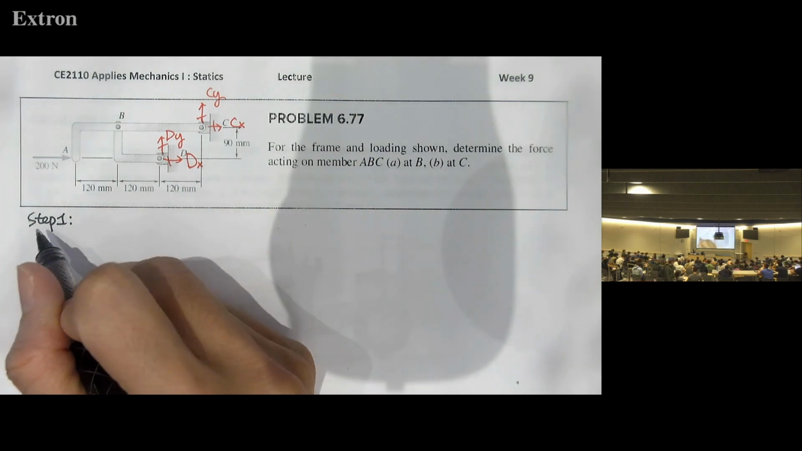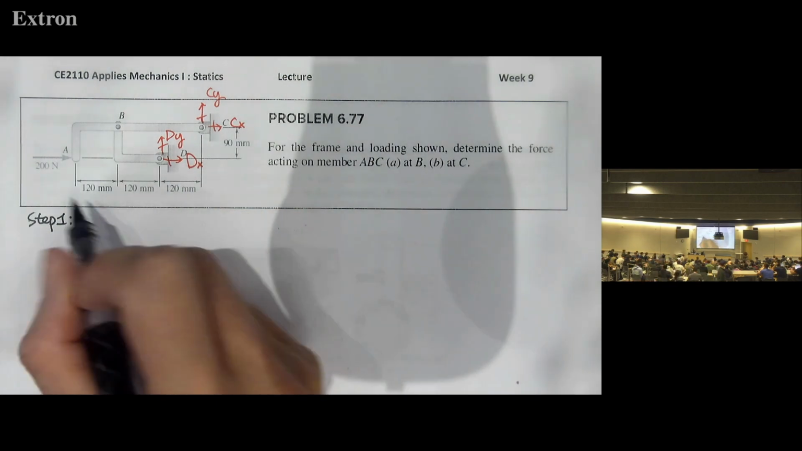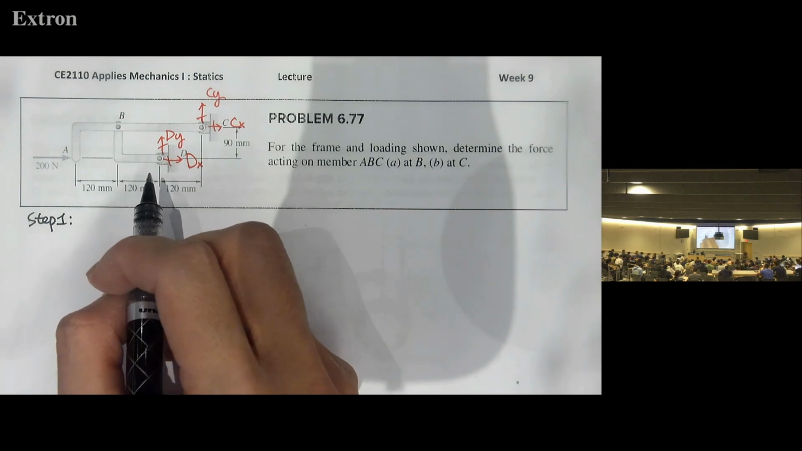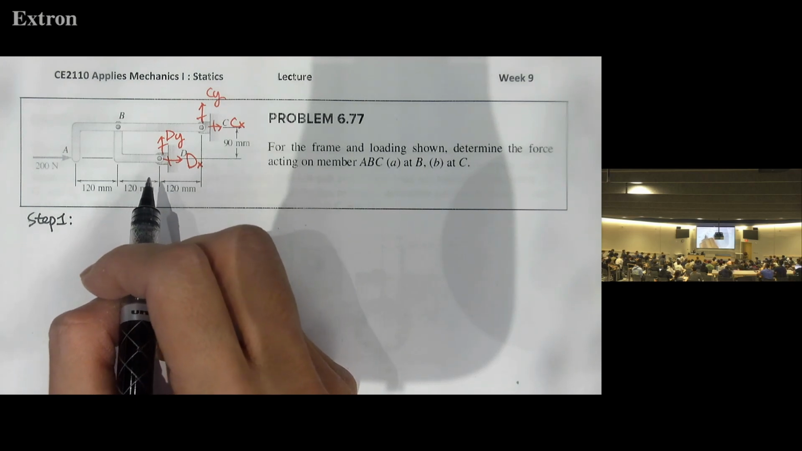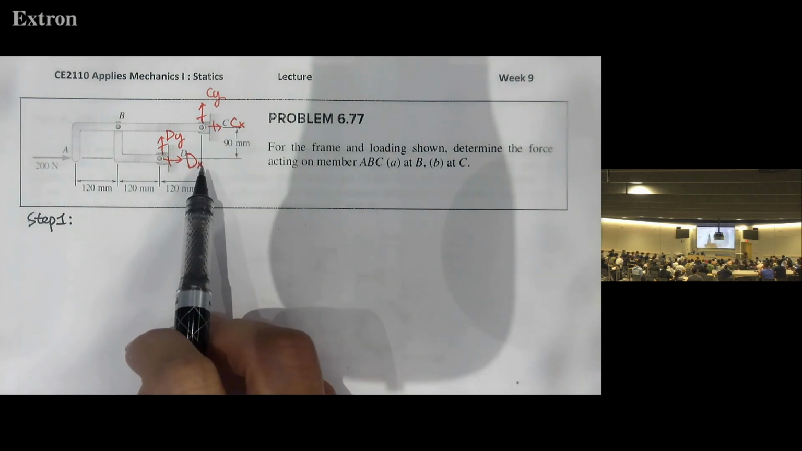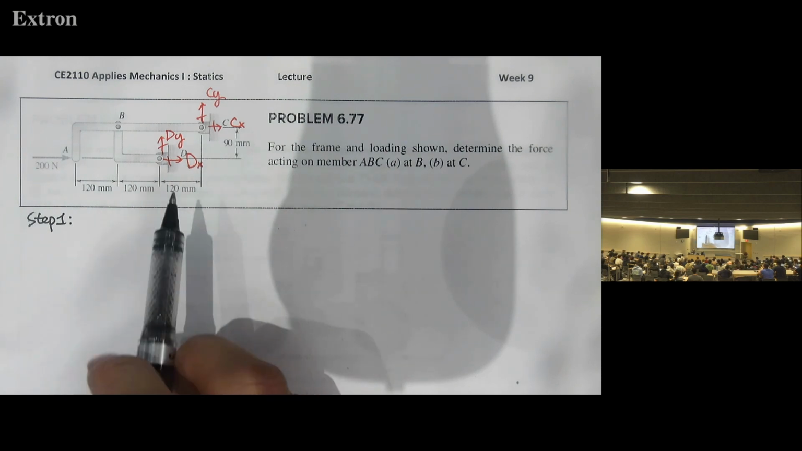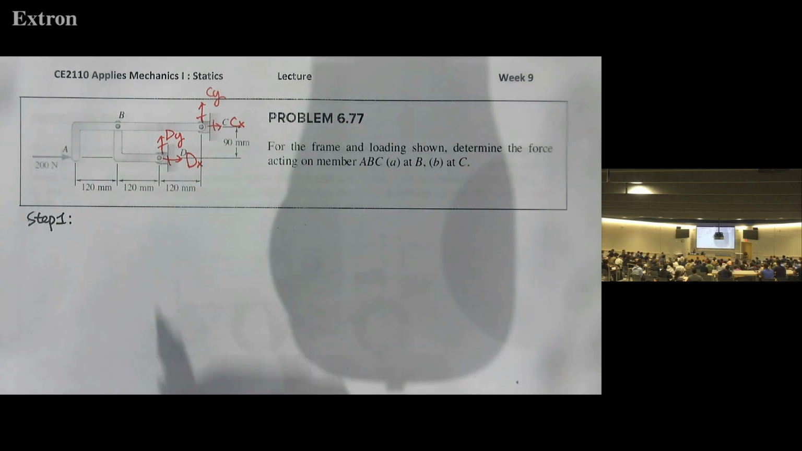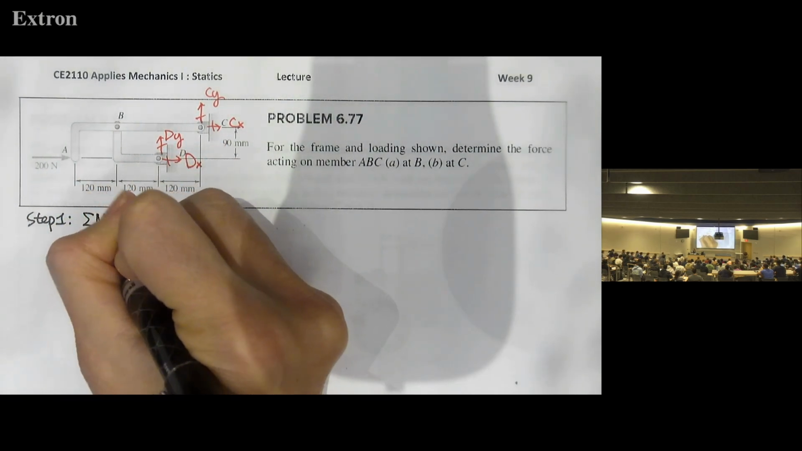In step 1, we will use the entire structure, so global equilibrium equations, and we have only 3 equilibrium equations. So what we need to think about is that we may not be able to solve all 4 unknowns using global analysis, right? But we should have some equations from step 1. So let's try with the moment equilibrium equation.